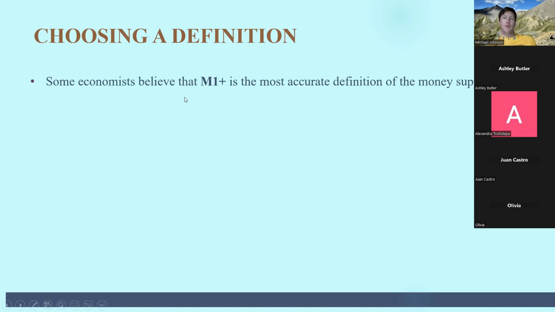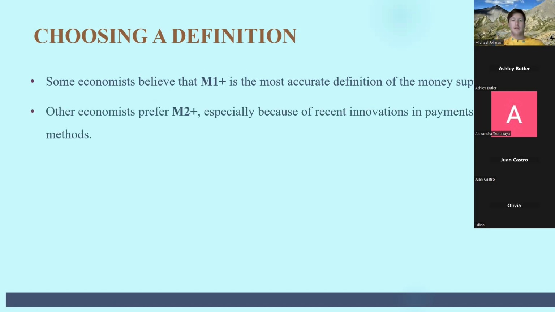Some economists believe that M1 plus is the most accurate definition of the money supply. I would agree, because the benefit of using M1 plus is that you can pay for anything immediately with it. If it's cash, you can buy something right now. If it's in your checking account, you can transfer it to buy something immediately using your debit card. So it's pretty quick. It is the same thing as money. You can buy anything with it right now. There's no 3-day waiting period or anything. So that's a great thing about it.